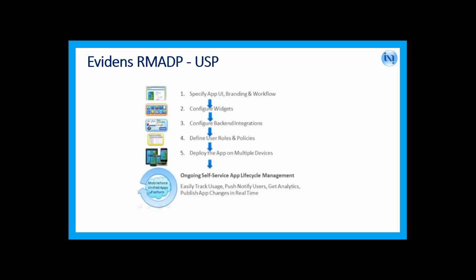So our USP is your ability to specify what the app UI is. You can give the branding in terms of images, workflows, and configure the widgets as you need, in terms of text box, date pickers, controls. You can even put camera controls and geotagging controls when you build the app. And you can also configure the backend integration, whether it's service based, or you want a PDF based report to come into your platform.